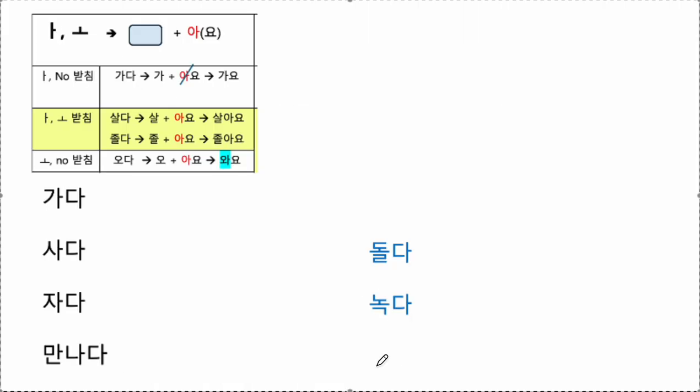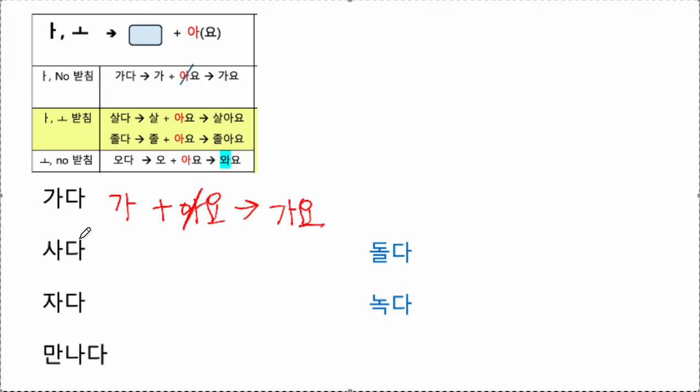So like this. It ends with no 받침, like in this case of 가다. If you add 가 plus 아요, you actually drop one, because it's 가아요. If you say it fast, you're not going to hear the extra 아. 가요. So it becomes 가요. Okay?